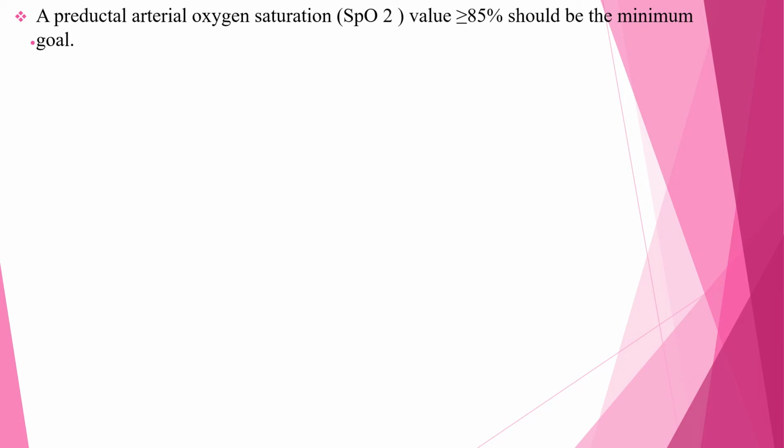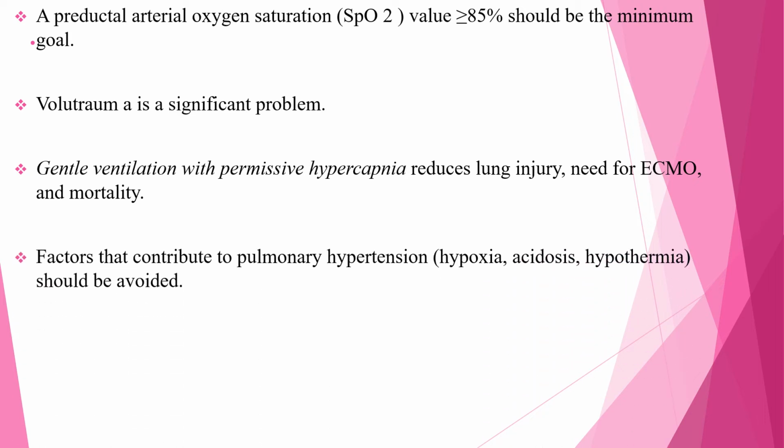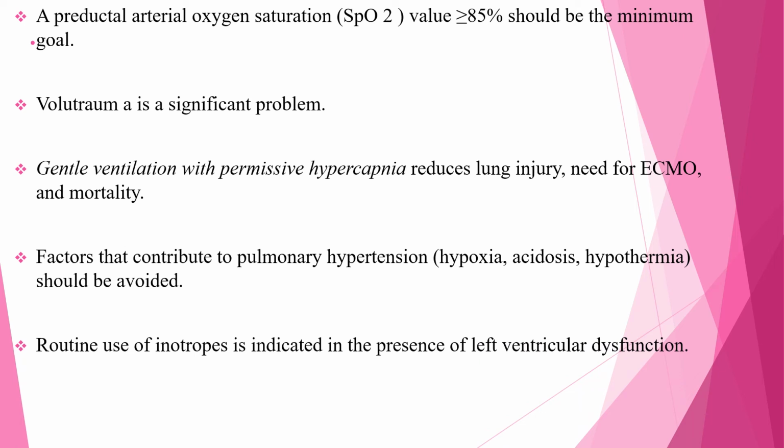A preductal arterial oxygen saturation value more than 85% should be the minimum goal, and volutrauma is a significant problem, so it should be avoided. Gentle ventilation with permissive hypercapnia reduces lung injury, need for ECMO, and mortality. Factors that contribute to pulmonary hypertension, such as hypoxia, acidosis, and hypothermia, should be avoided. And inotropes are indicated in the presence of left ventricular dysfunction, and the child should be seen by a cardiologist with echocardiography.